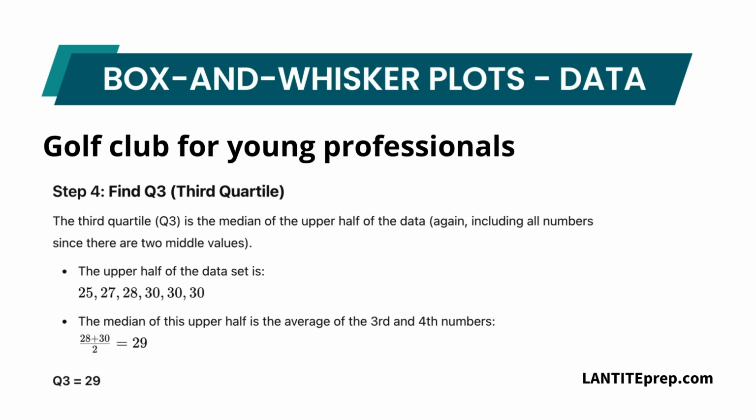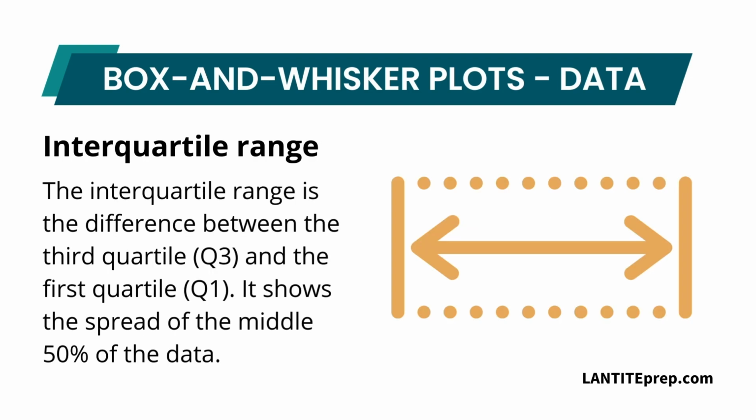As noted, step 4 is to find Q3, which is similar to finding Q1, but only for the second half of the data set. Here we can see that Q3 results in being 29. Now, if on exam day you receive a question that asks you to find the interquartile range, that's simply the difference between the third quartile, Q3, and the first quartile, Q1. It shows the spread of the middle 50% of the data.